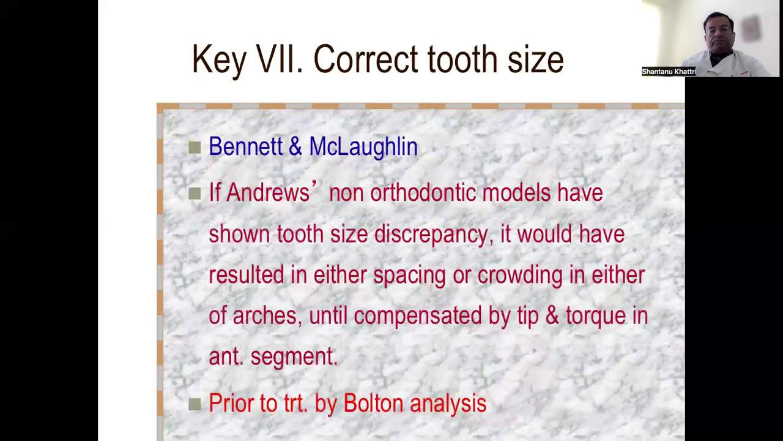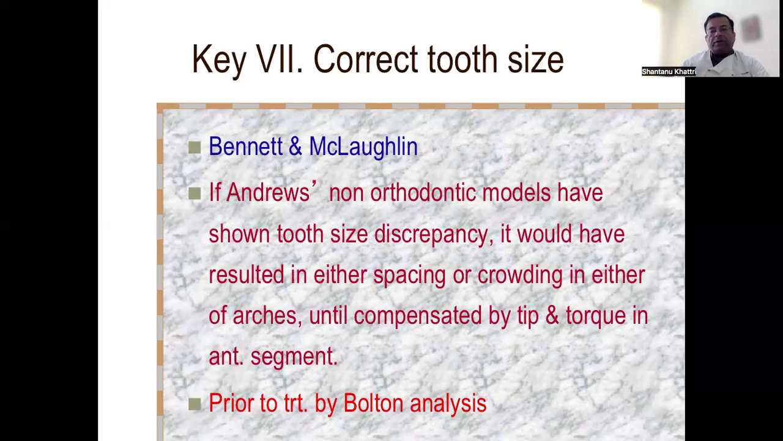So the seventh key, although there were six keys, the seventh key was added by Bennett and McLaughlin. According to them, the Bolton discrepancy is considered to be the seventh key. Bolton discrepancy, as you all know, is the relationship of upper and lower anterior teeth. If the upper and lower anterior teeth are properly aligned and have a proper relationship to each other, then only a proper intercuspal relationship, proper overjet, overbite, and proper aesthetics can be attained.